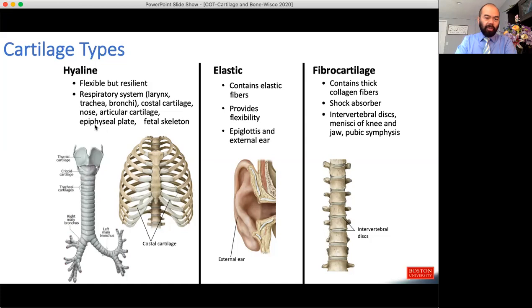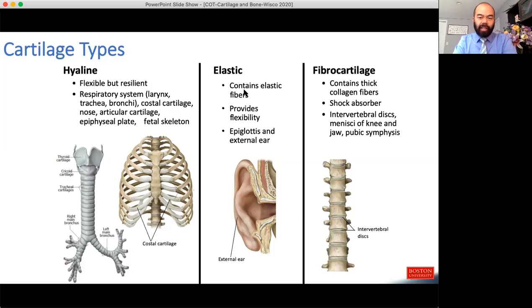The epiphyseal plate, which is our growth plate, is comprised of hyaline cartilage, and the fetal skeleton has a great amount of cartilage. The fetal skeleton uses that hyaline cartilage as a model for intramembranous ossification in addition to endochondral ossification.